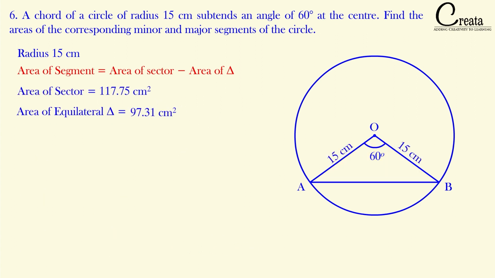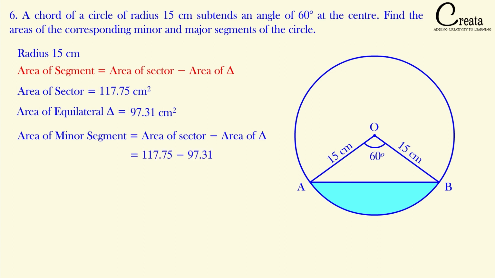We got the area of the sector. We also got the area of the triangle. Now we can find the area of the minor segment, which is equal to area of the sector minus area of the triangle. Let's put the value. We got the answer as 20.43 centimeter square. So one part we have done, that is we got the area of the minor segment. Let's find the area of the major segment. This is the major segment.